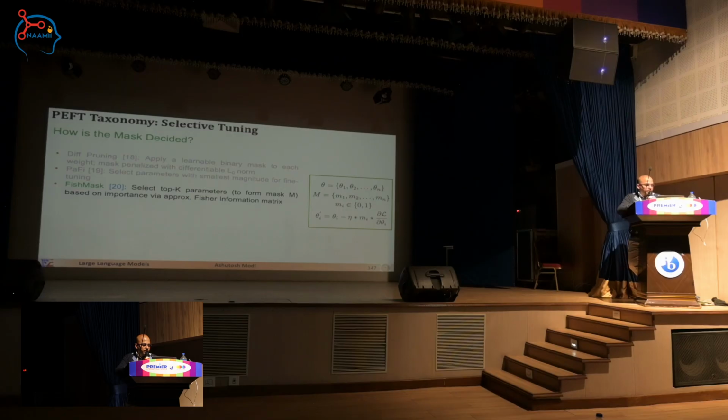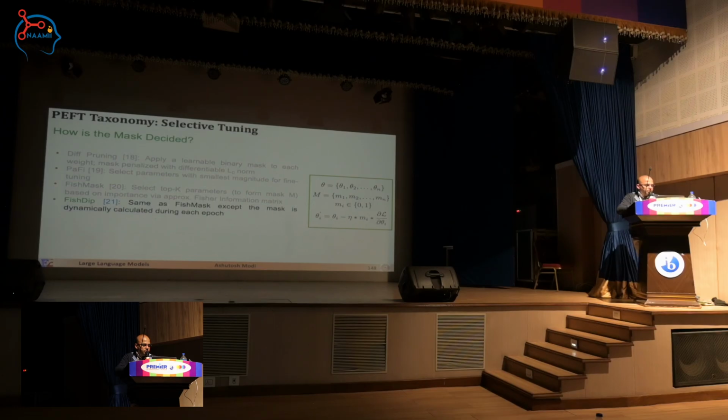Another technique is called fish mask, or Fisher information mask. What you do is you again select the top k parameters based on the Fisher information matrix. The Fisher information matrix is a statistical measure of the importance of a random variable, which in our case is the parameter itself. I'm not going into details, you can check it out. Calculation of the Fisher information matrix is a fairly standard thing.